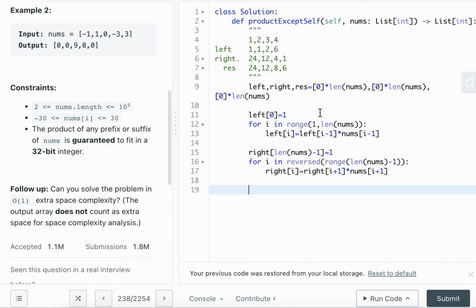And then the last step, I will calculate the result. When I calculate the result, I want to multiply the left side with the right side array. So basically, for i in range the length of nums, for every single number, the result i equals the left array's i multiplied by the right array's i. That's the end result that I'm looking for. After I go through the entire nums, I want to return the result.